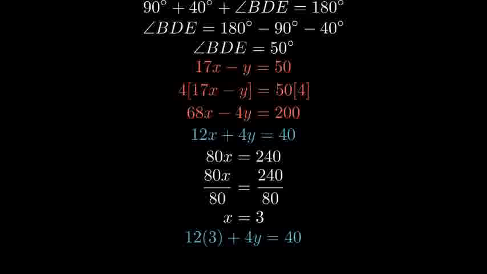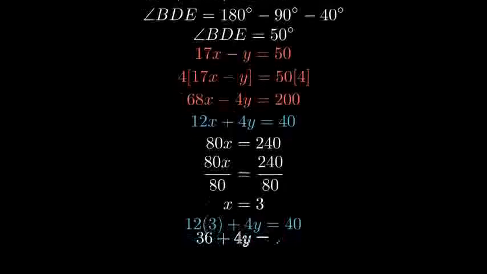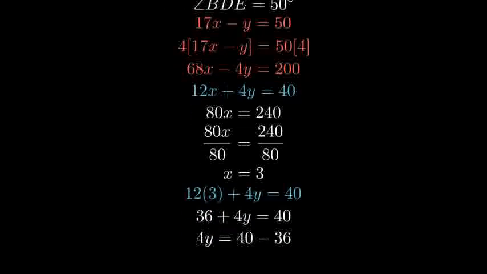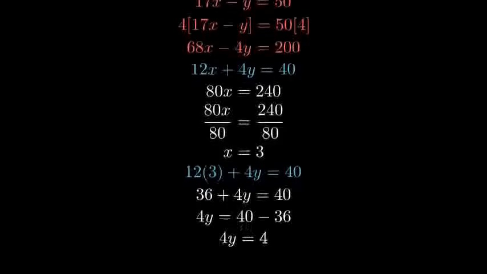12 times 3 is 36, so 36 plus 4y is equal to 40. Now we can subtract 36 from both sides, so I get 4y is equal to 40 minus 36, or 4y is equal to 4. And of course, divide both sides by 4, I get y is equal to 1. And so, there we go. x equals 3, y equals 1 is the correct answer.